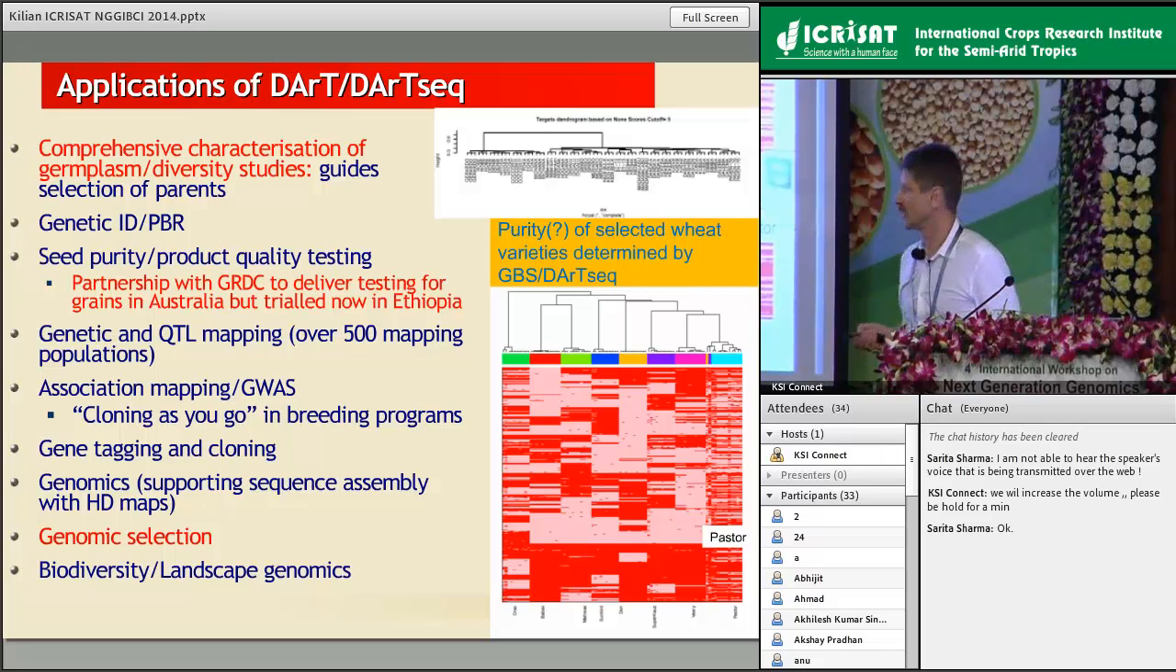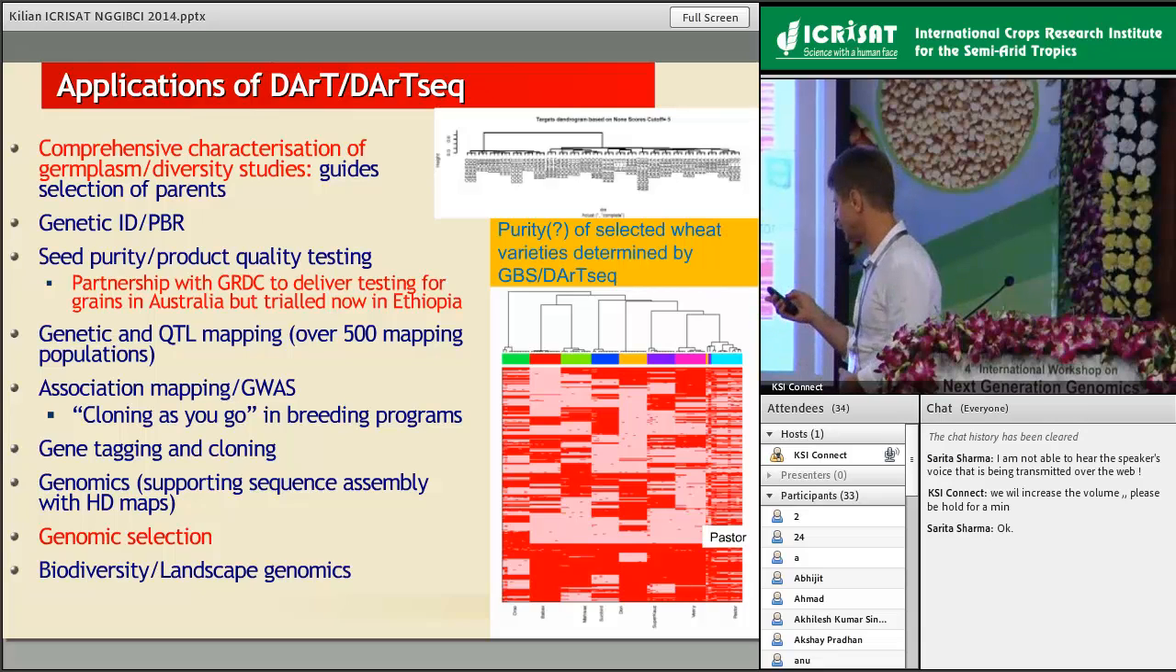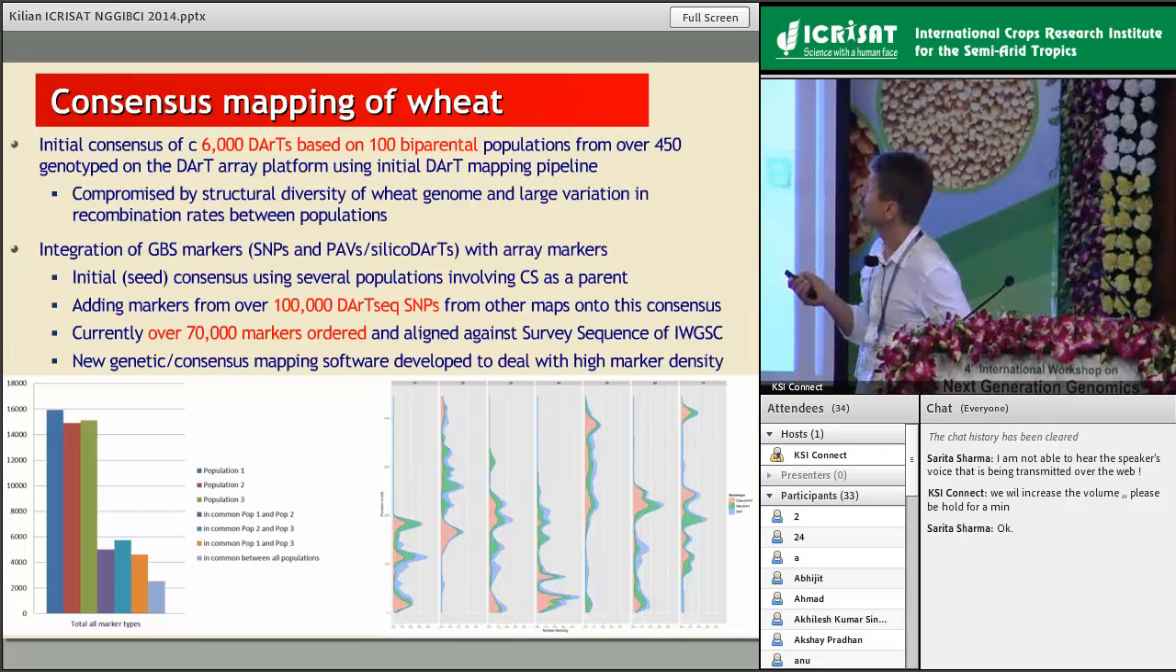Also, as of the last few months, there has been a quite dramatic increase in the area of biodiversity and landscape genomics. And my background is in population genetics, so it's a very welcome addition to what we do. Just again mentioned mapping, so I'll go very quickly.